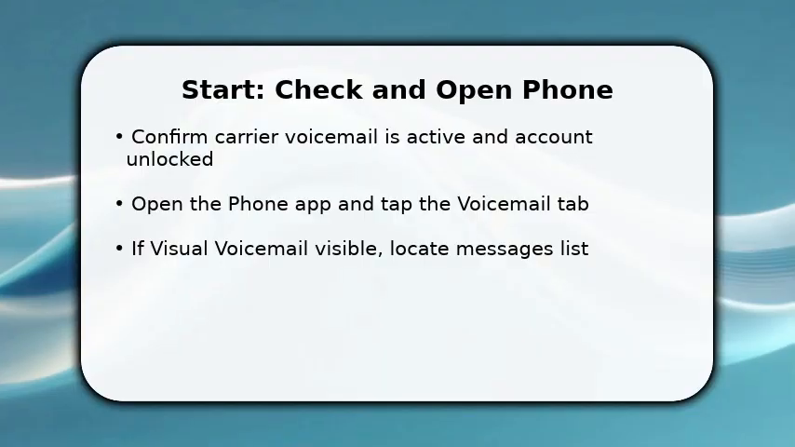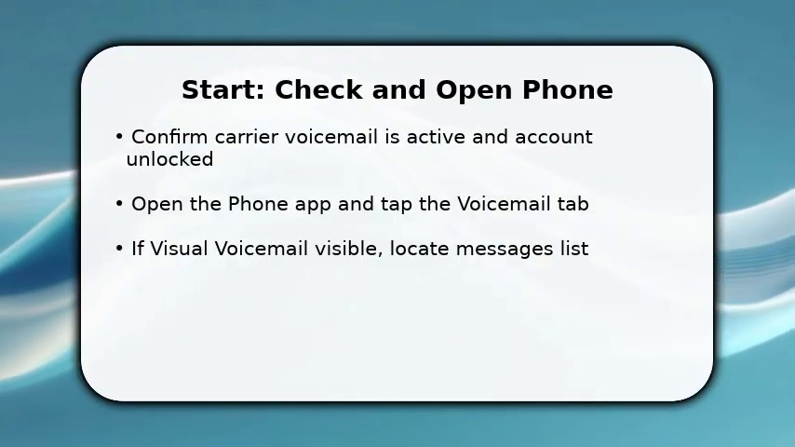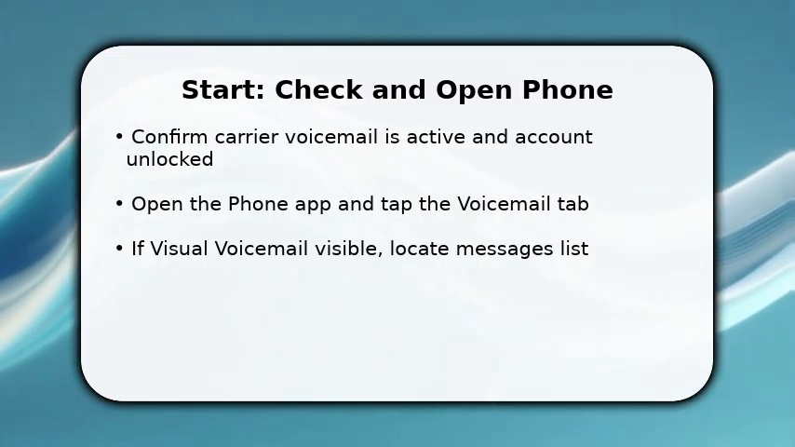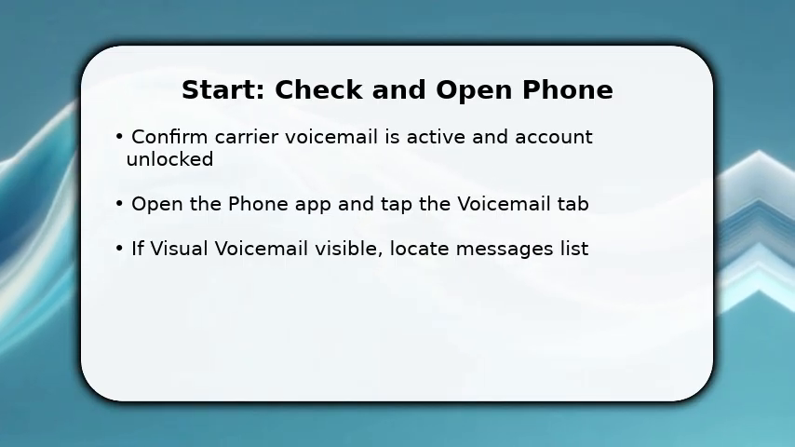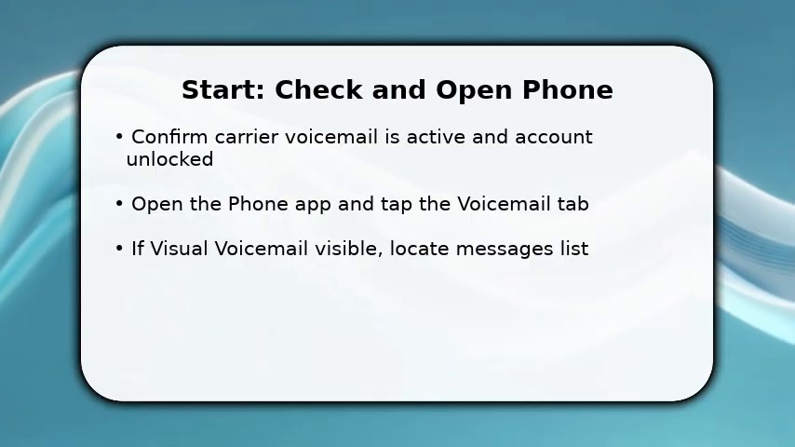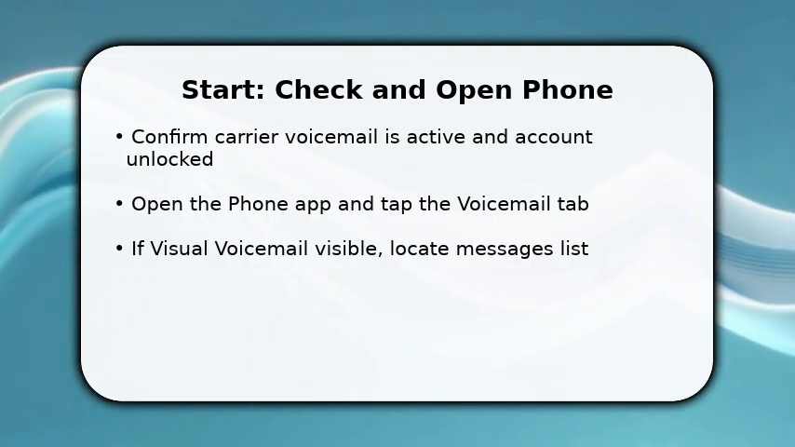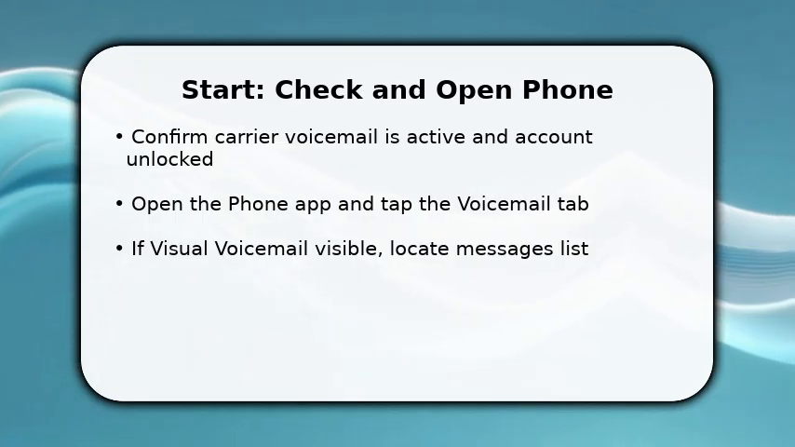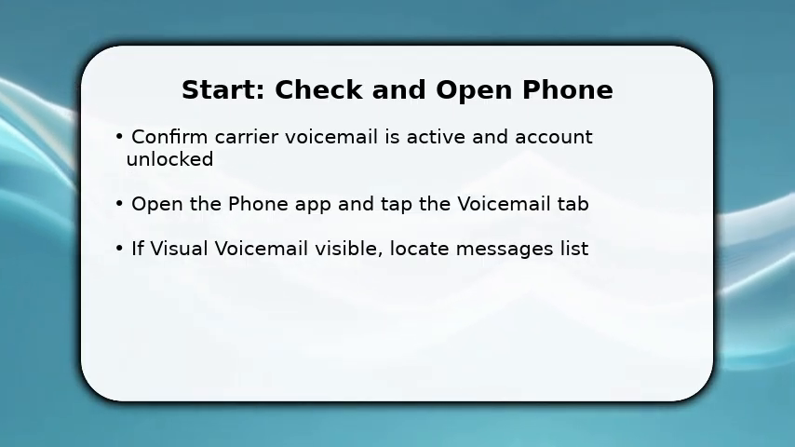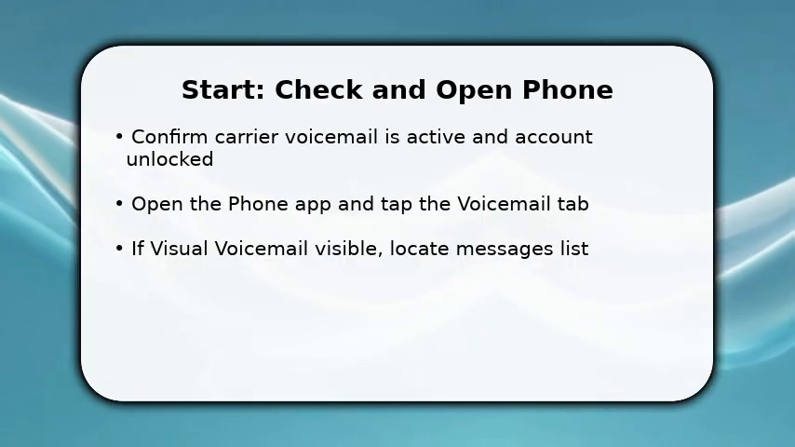You start by confirming your carrier voicemail is active. This avoids confusion later. Once done, unlock your iPhone and open the Phone app, then tap the Voicemail tab at the bottom. If visual voicemail appears, scan the messages list for the message you want to remove. You're doing this now so you won't delete the wrong message. Take a moment to identify the message by caller or timestamp before moving on to deletion.